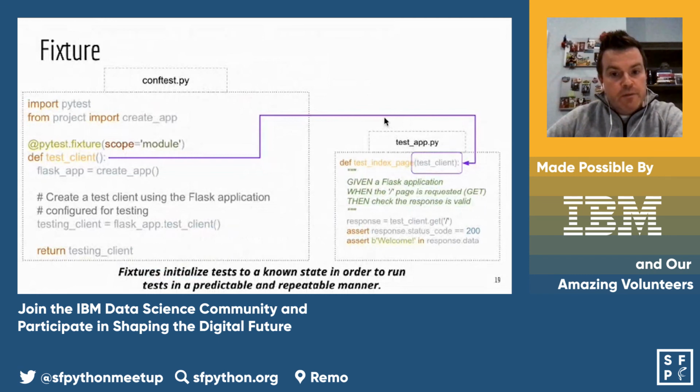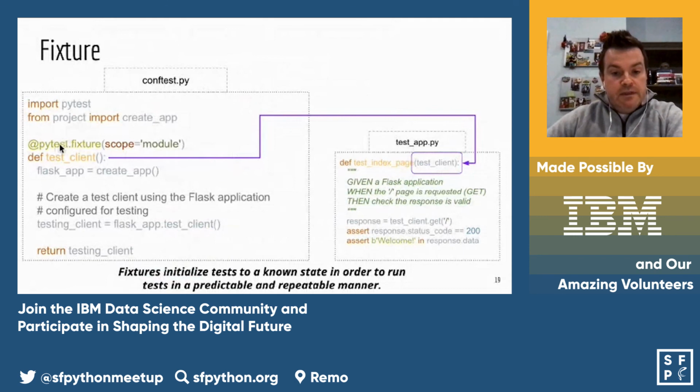One thing that's really powerful about fixtures is that you can call multiple fixtures to help initialize a test function, and you can even have one fixture calling another fixture to help initialize things. So it really provides a lot of structure to get things in the right state in order for your test functions to run properly.